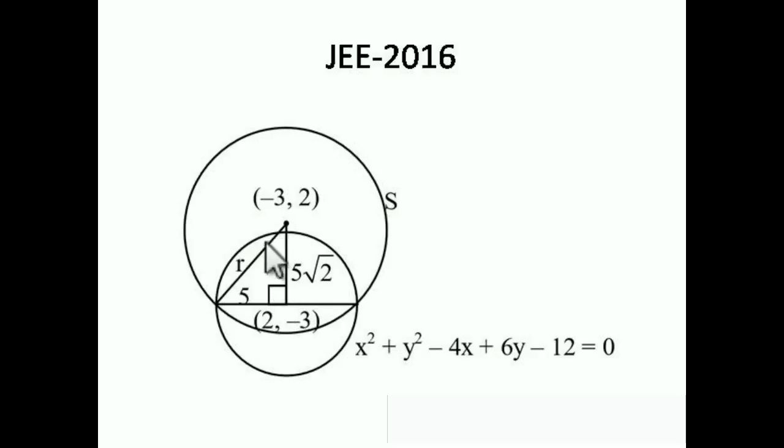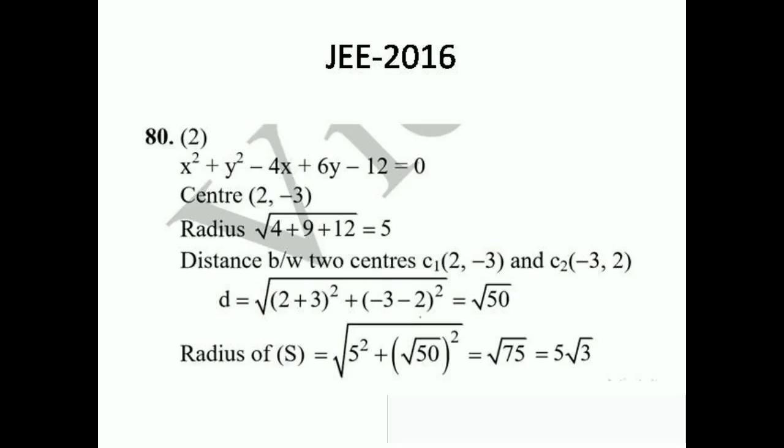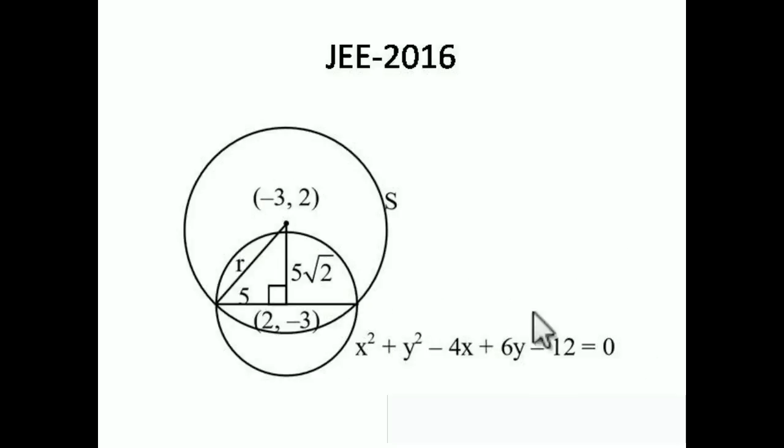What is the distance formula? (-3 minus 2) whole square plus (2 plus 3) whole square. That is (-5) square plus 5 square. It is 25 plus 25. That means root of 50. So we have here square root of 50. Now we have this distance, we have this distance, and we have to find out this distance. Just apply the simple Pythagoras theorem.